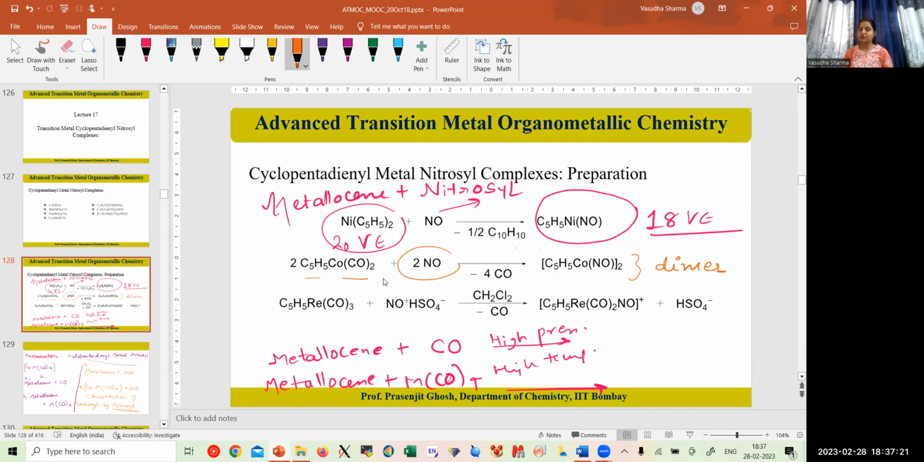So 4 CO would be 8 electrons, and since it is coming as a dimer, it will also compensate the total number of electrons. So this is one more method. Another method, when we have NO positive HSO4 negative, and here we ended up having both carbonyl as well as nitrosyl. So it's a combination of both carbonyl as well as nitrosyl. So these are certain preparation methods which are more or less similar to what we have seen while we were preparing the cyclopentadienyl metal carbonyl complexes.